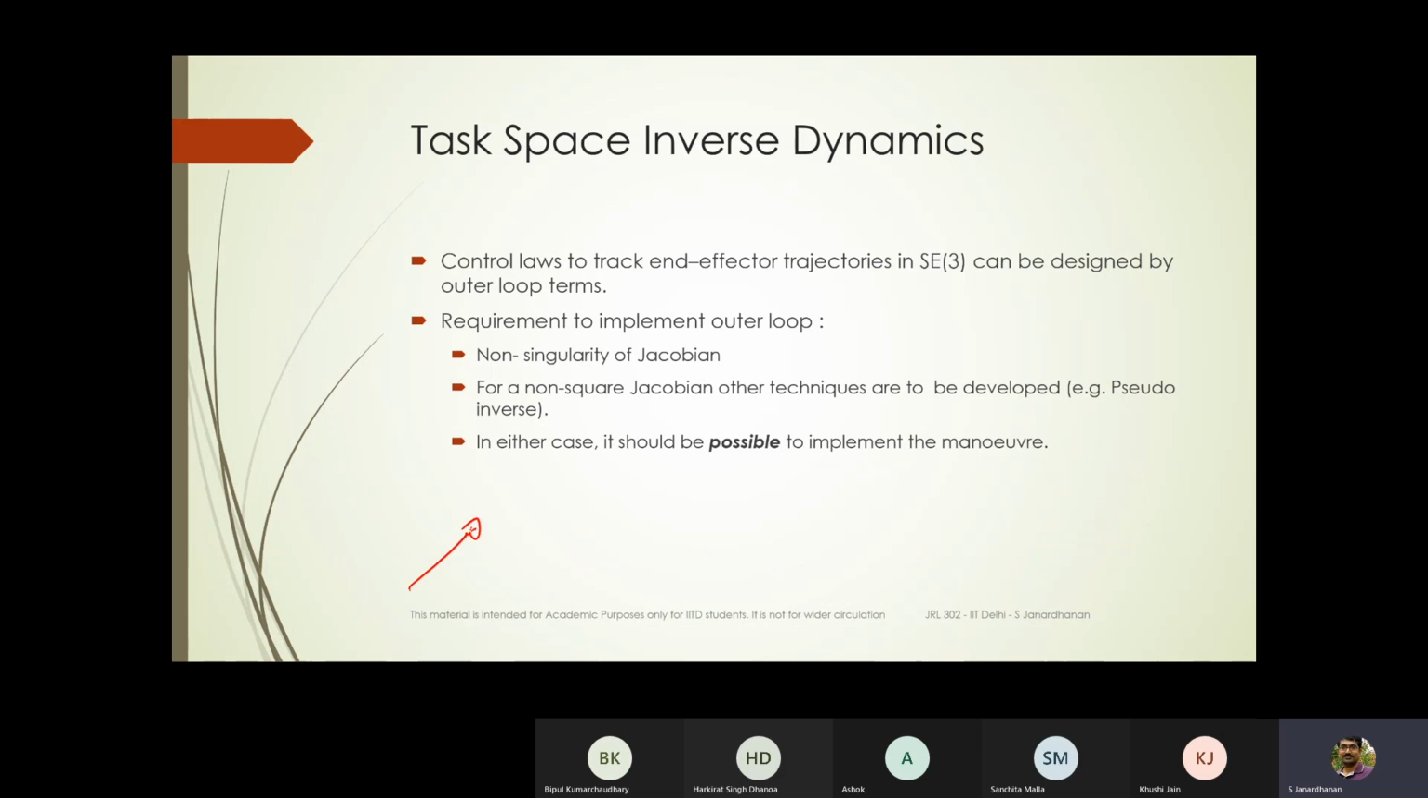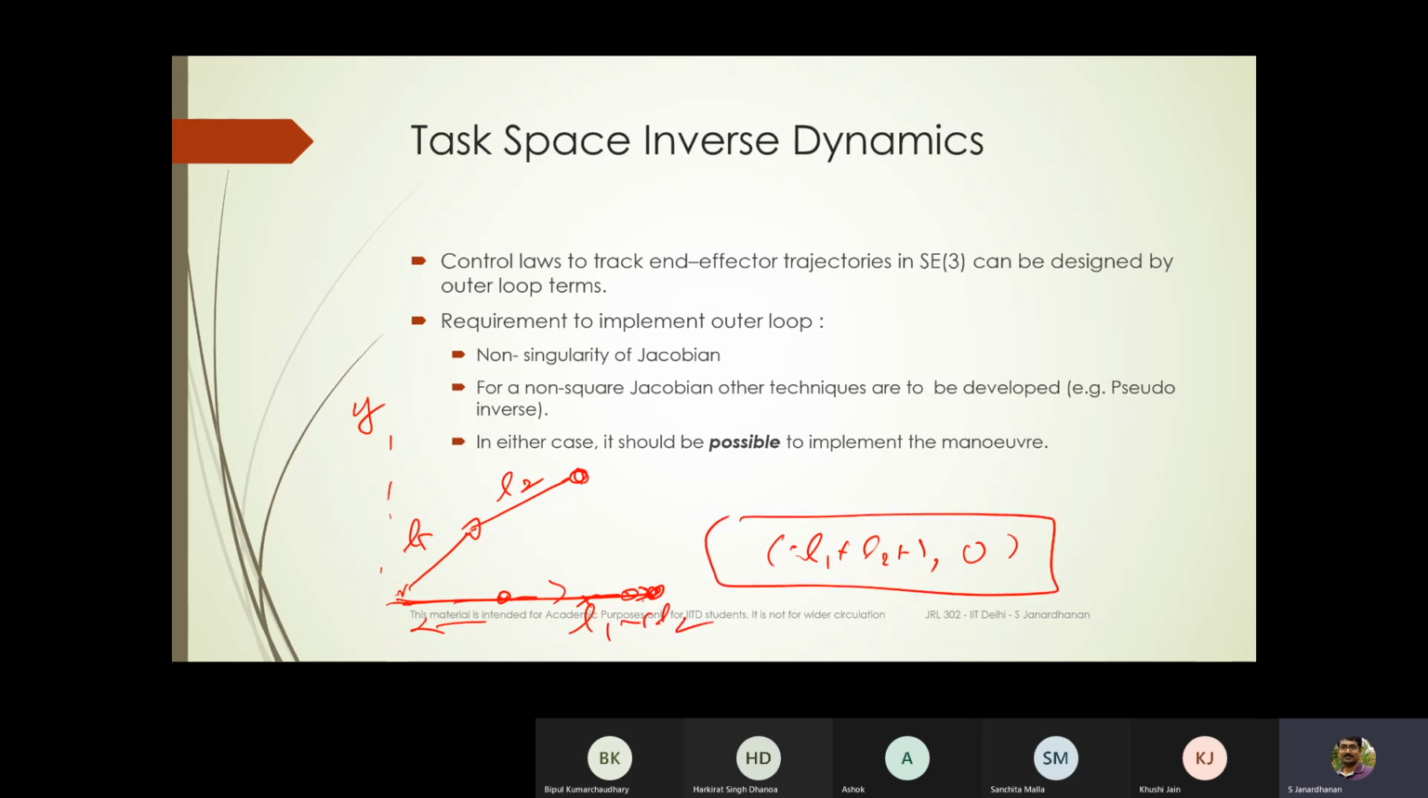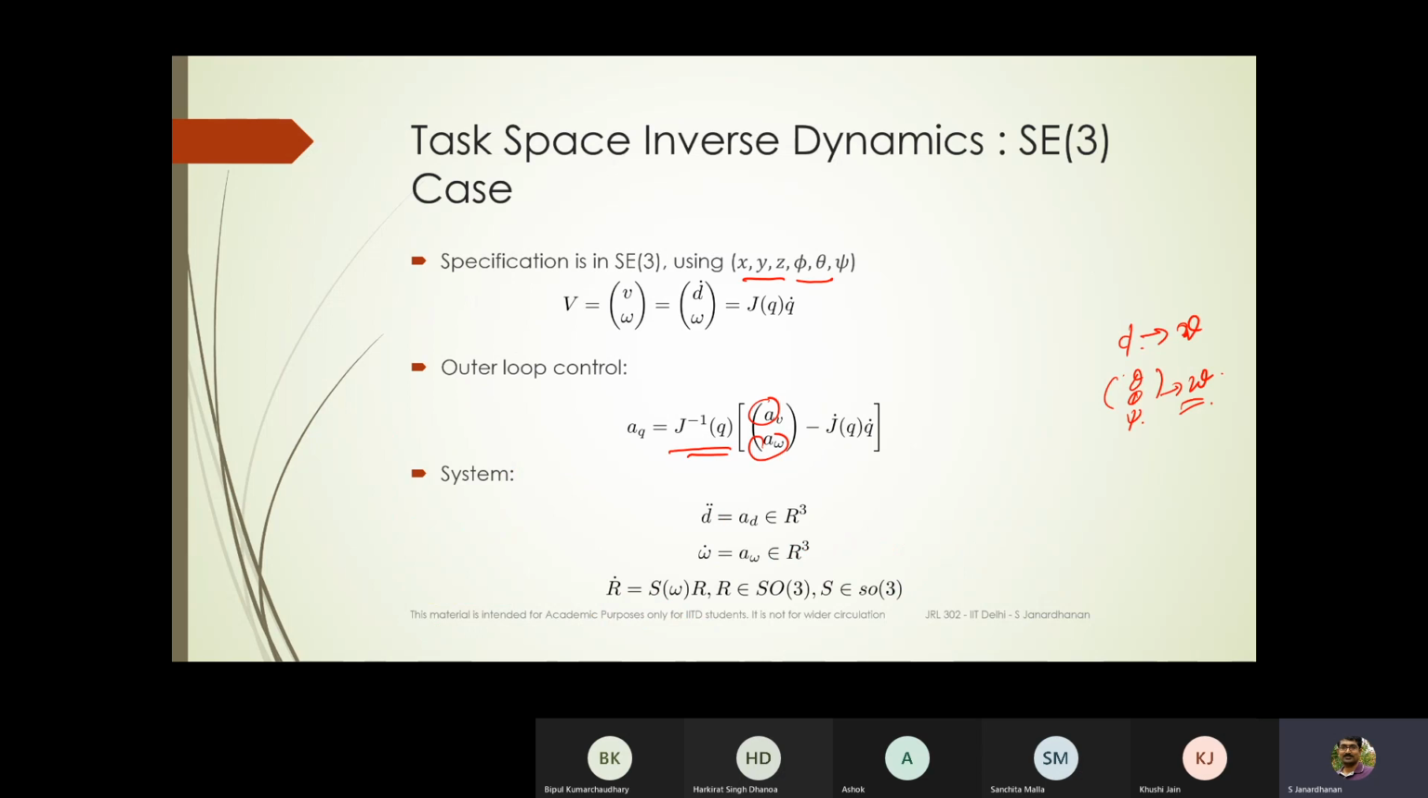However, let us take the same joint. Let's say this link is L1, this link is L2, and let us say that these axes are X and Y, and I give the specification that I want to reach the position L1 plus L2 plus 1, comma 0. But even if I have both the links aligned along the X direction, the maximum length this end effector point can go is only L1 plus L2. So this position is not really reachable. So while you are doing your specification in terms of task space dynamics, you should be sure that it is possible. Okay, and we had seen something where we are doing this inverse of the Jacobian matrix.